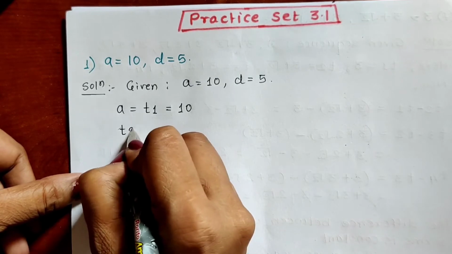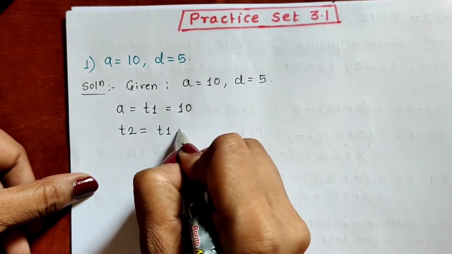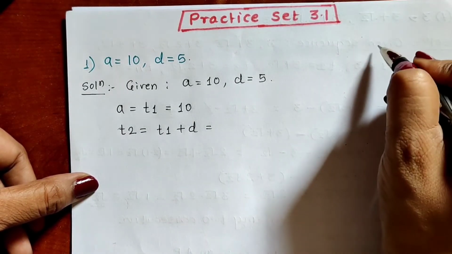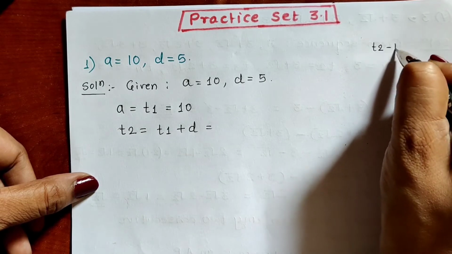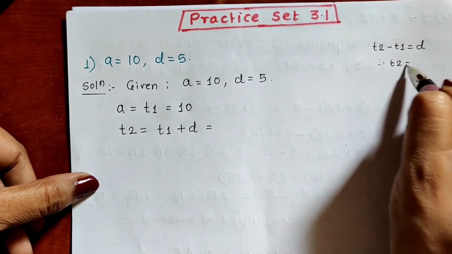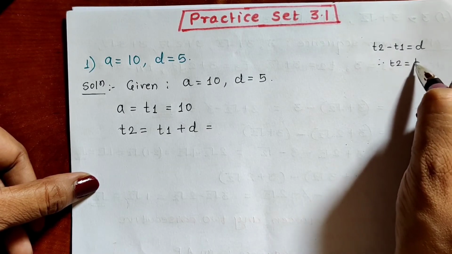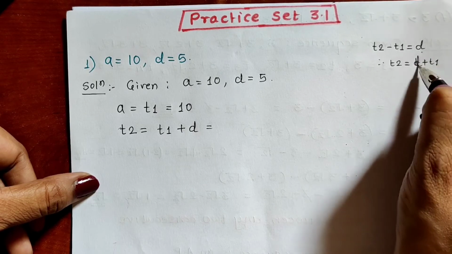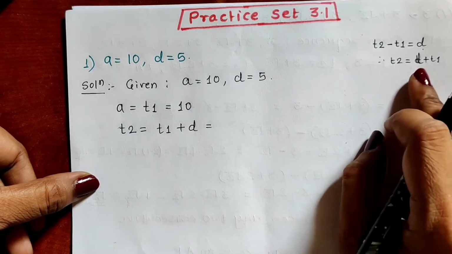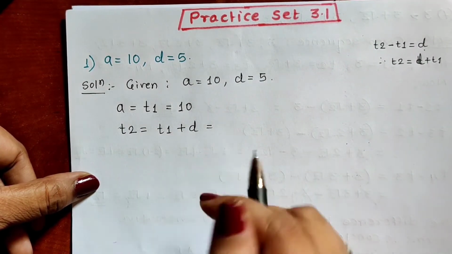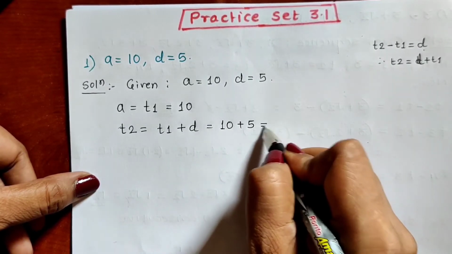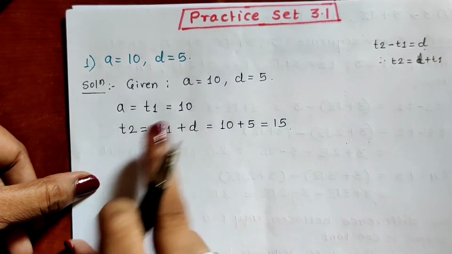So how to find T2? T2 means T1 plus common difference D. The common difference is given to us, and we all know how we get the common difference: T2 minus T1 is equal to D. Correct? So that means T2 will be equal to D plus T1. This D as it is, and this minus T1 if you bring on this side, it will become plus T1. So T2 will be D plus T1 or T1 plus D. So T1 is 10 and D is 5. So the answer is 15. So T1 we got, T2 we got.